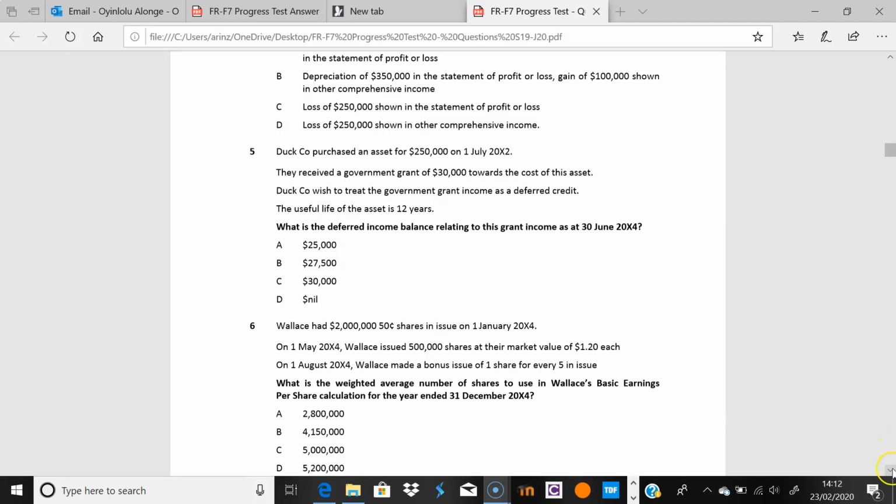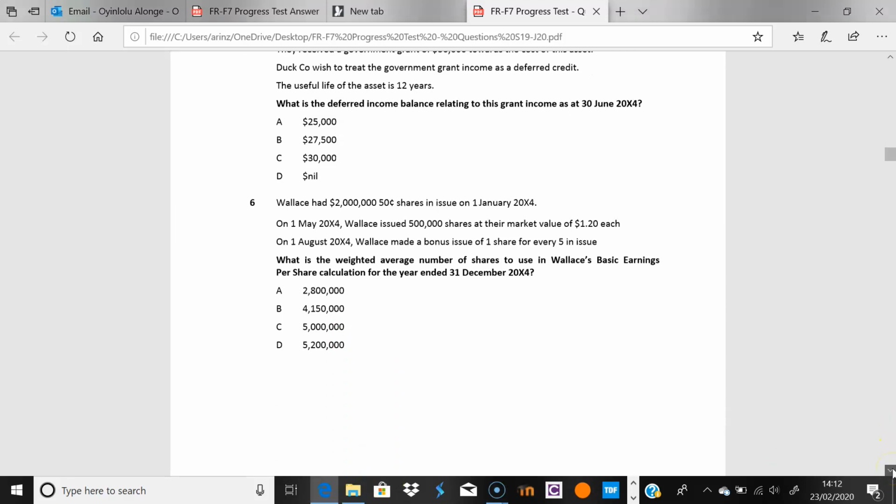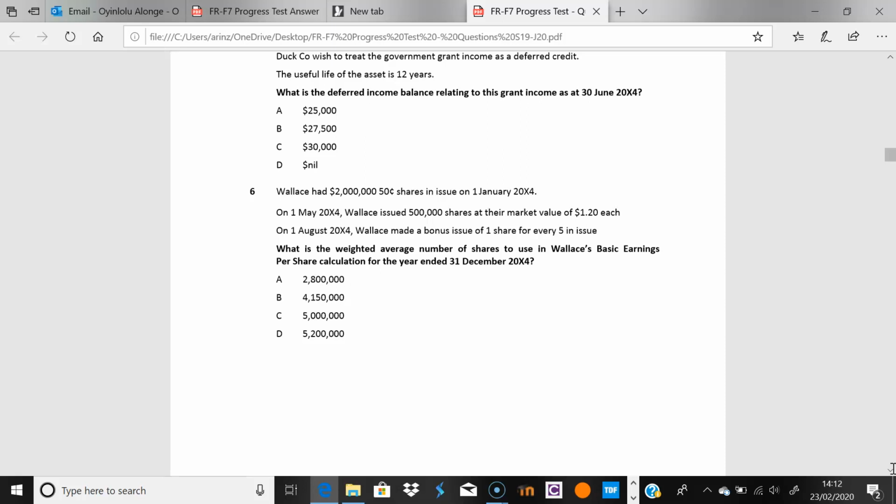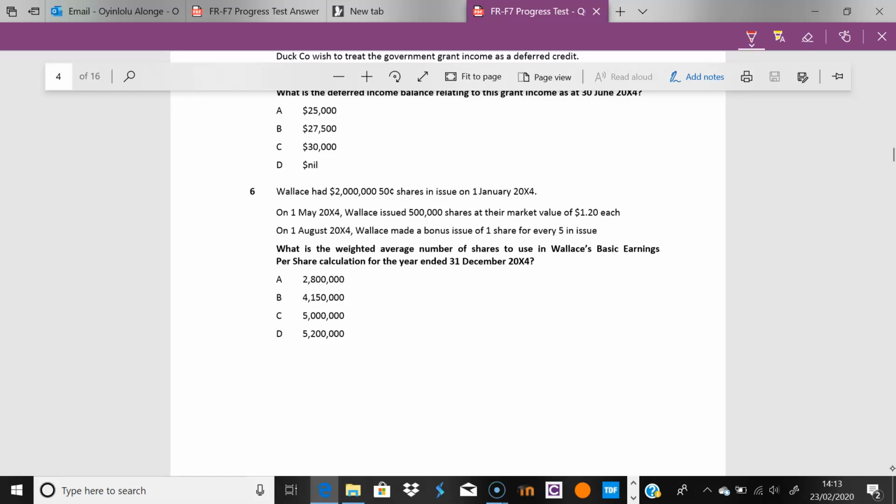Okay, so this is question 6 to 10. Right, so here we have a scenario where we have been asked to calculate the weighted, so I mean that's the clue here, the weighted average number of shares. And so it's important to understand a couple of things.